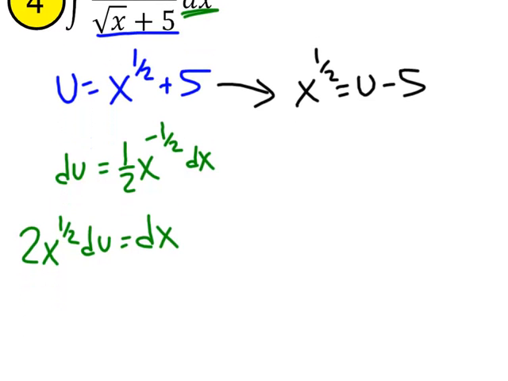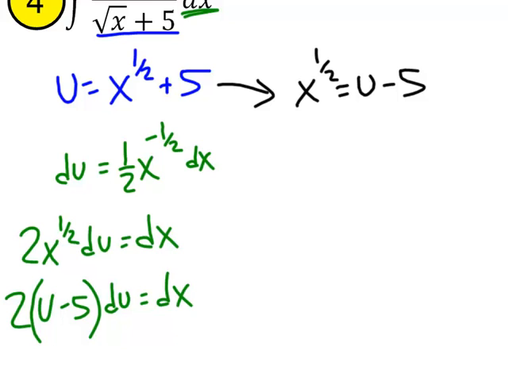So let's do that. Let's write this as 2, and instead of x to the 1/2, we'll put this u minus 5 du equals dx. So pause if you need to. Make sure you completely got that.